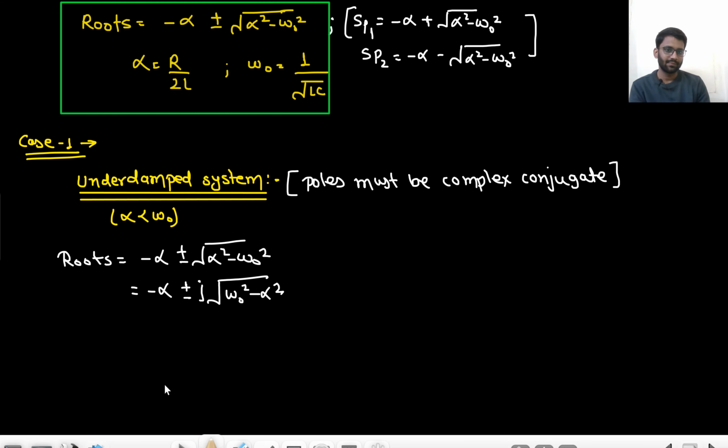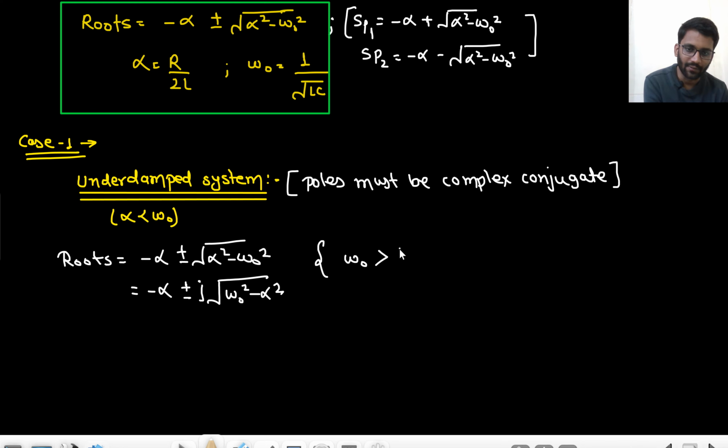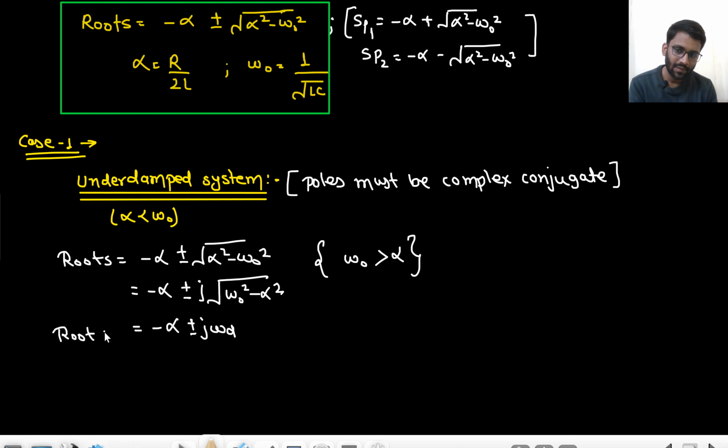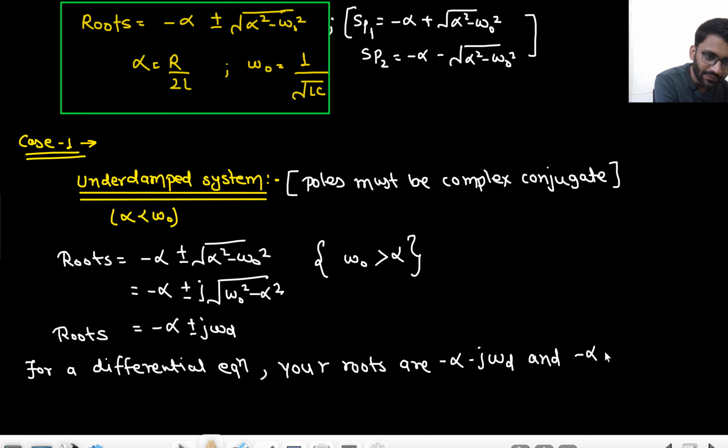Are you getting my point? What did I do? Let's just assume this is what I am having. This I can write, no? So this is what I have done, since omega naught is greater than alpha. So I am calling it alpha plus minus j omega d. Now if you remember, for a differential equation, your roots are minus alpha minus j omega d and minus alpha plus j omega d.